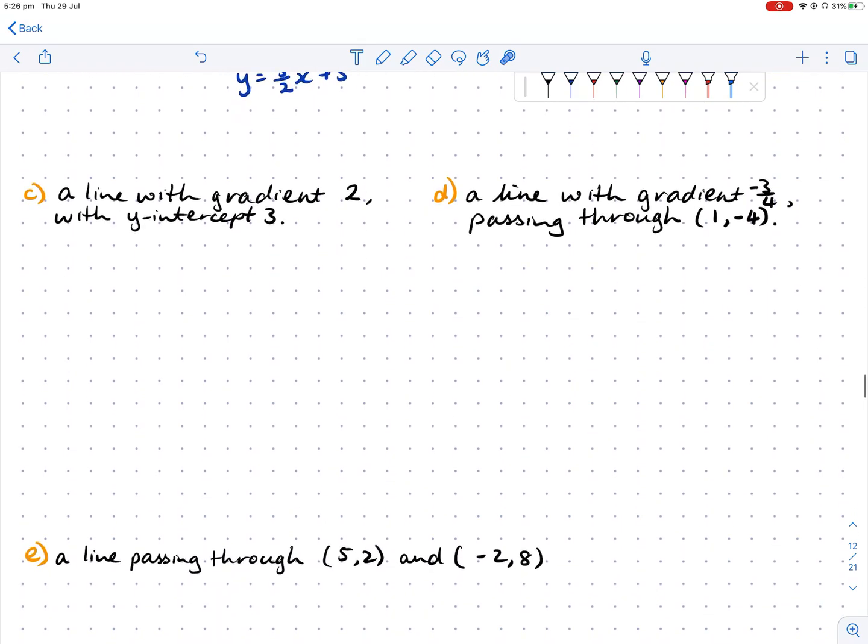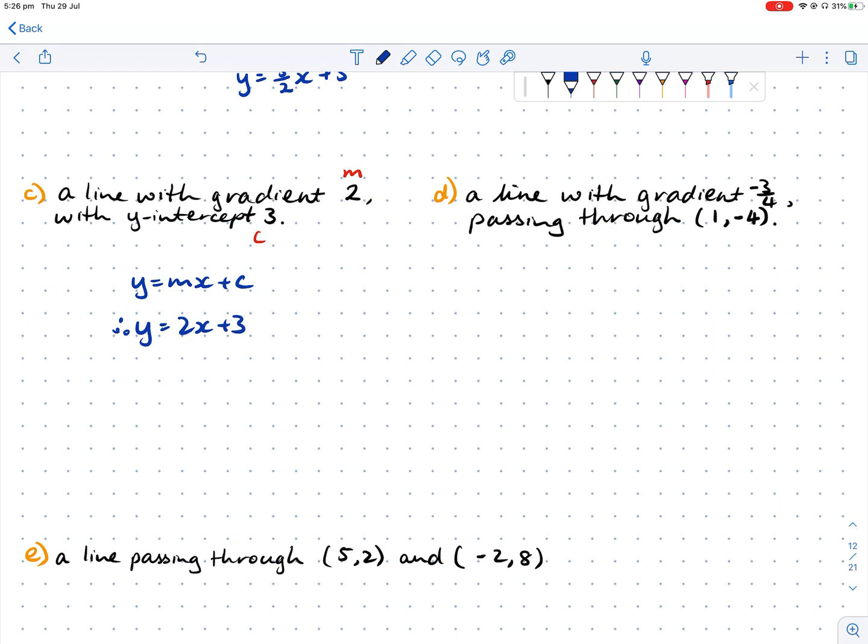All right, let's keep going. With the next one, we've got a line with a gradient of 2, so that's your m value, and a y-intercept of 3, so that's c. You've got all that information straight away, so y equals mx plus c, so then your equation is y equals 2x plus 3. Okay, and we just need to write it out like that. There isn't really any other work we need to do there.